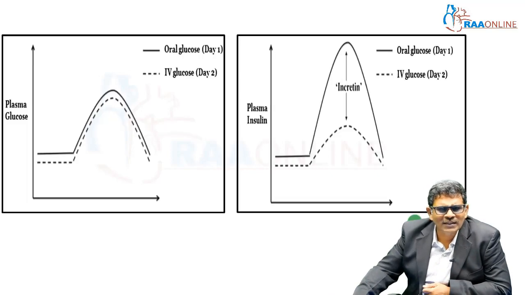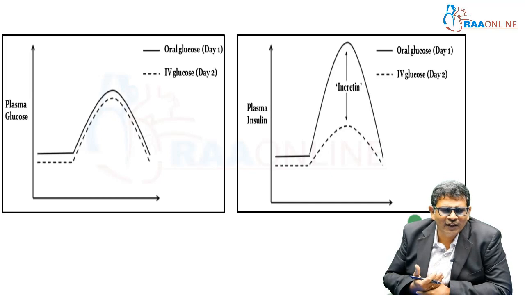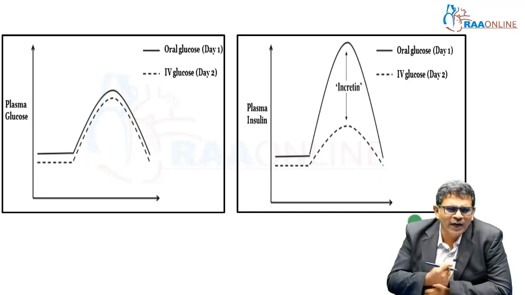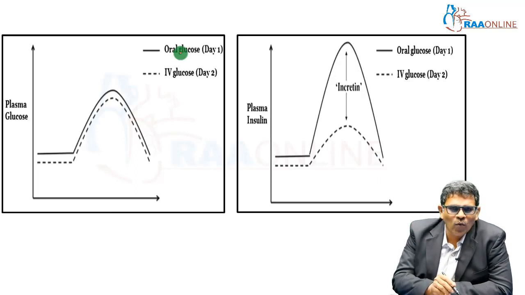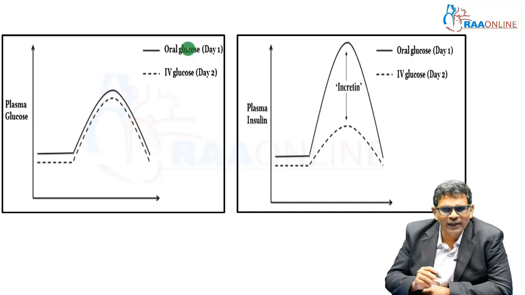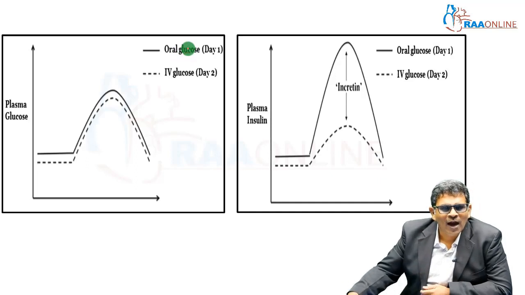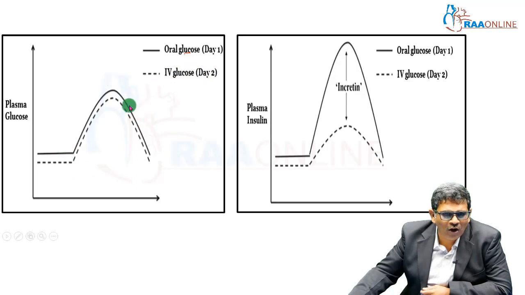This is a very nice experiment which they did as early as the 1960s, where a very small subgroup of people were enrolled into the study. On day 1, they gave oral glucose to the patient. On day 2, the same patients were called back and given intravenous glucose to match the same sugar profile that happened with the oral glucose.